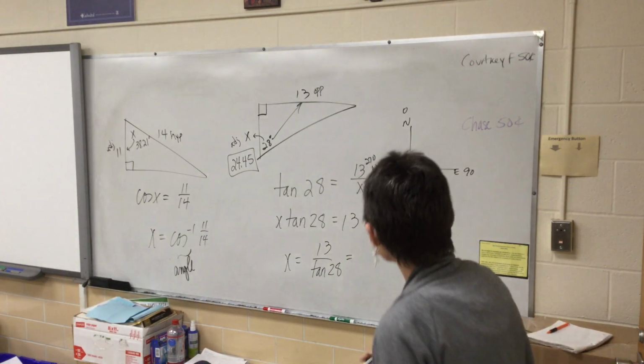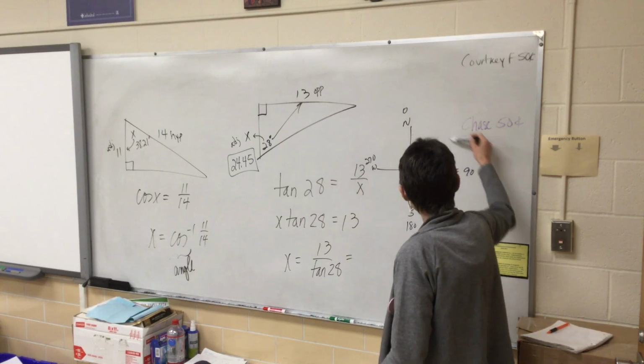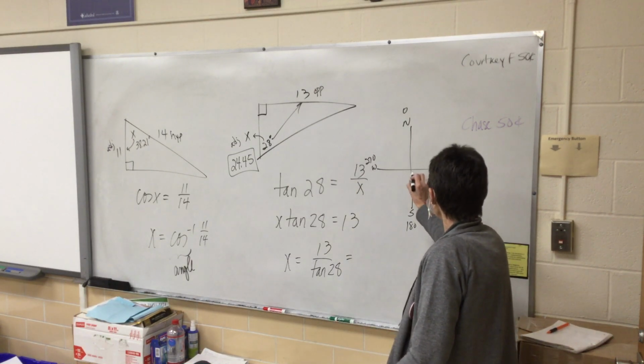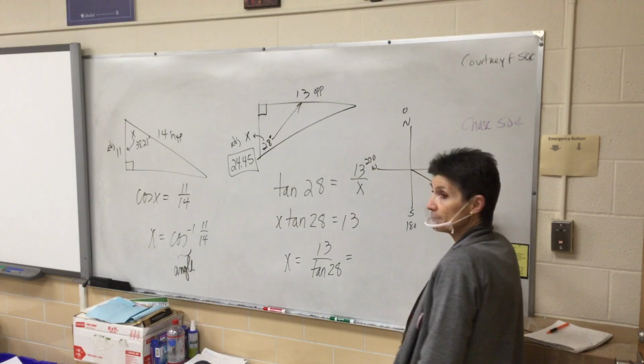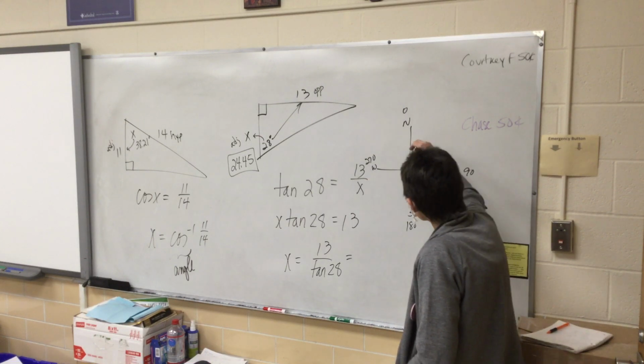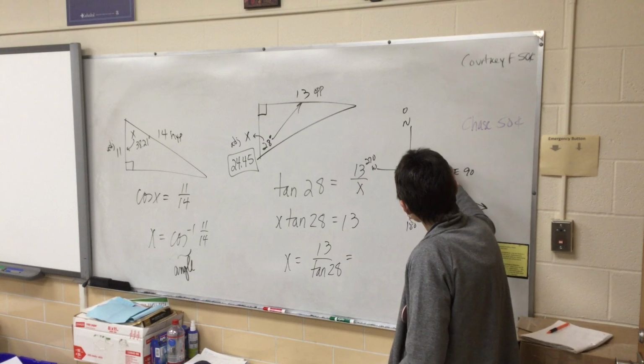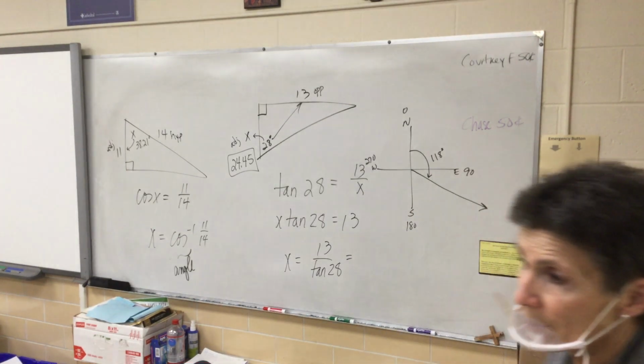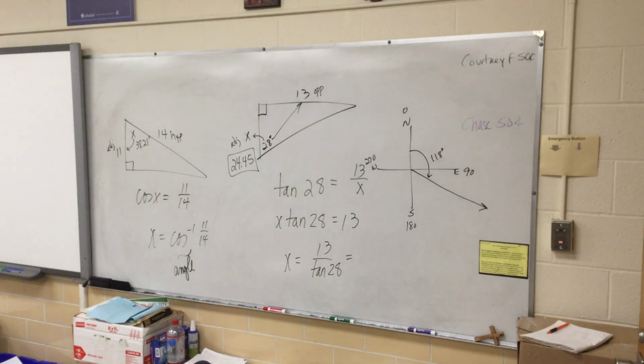All right, 118 degrees. Well, given what we have here, 0, 90, 180, wouldn't you agree that 118 would be like here? And we mark it just like that. So starting at due north, or 0, we mark it.